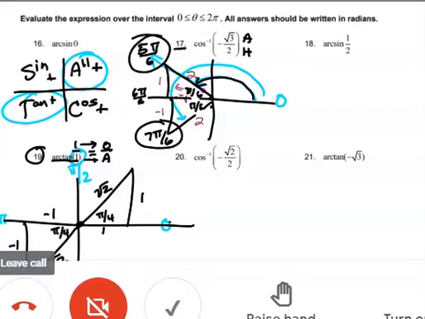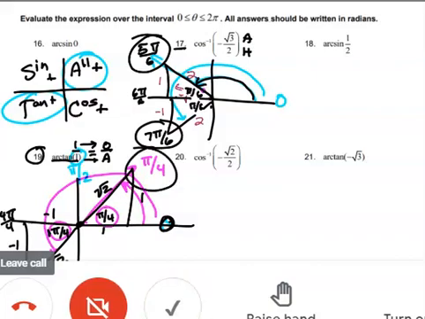So if we start at 0 and we go up here, where do we end up? Well, 0 plus pi over 4 is pi over 4. If I'm trying to get to this point here, I'm adding pi plus pi over 4. Now remember that pi is the same as 4 pi over 4. So 4 over 4 plus 1 over 4 is 5 over 4. Okay, so those are the two solutions there.